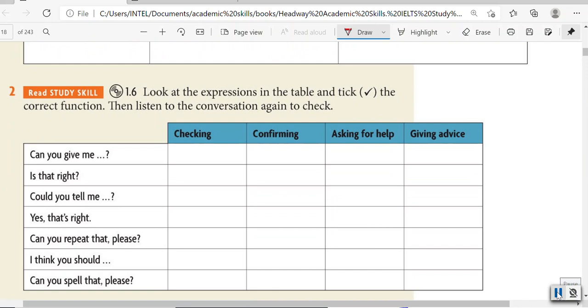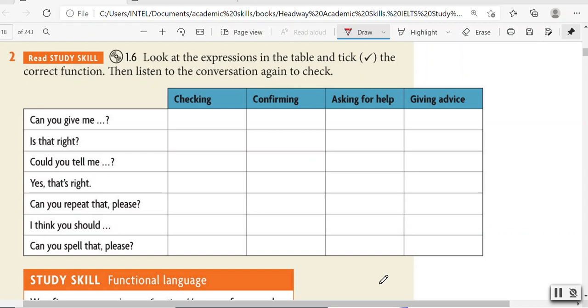In exercise number two, read the study skill, look at the expressions in the table and tick the correct function. Then listen to the conversation again to check. Here we have some expressions. We must decide what function they are used for.